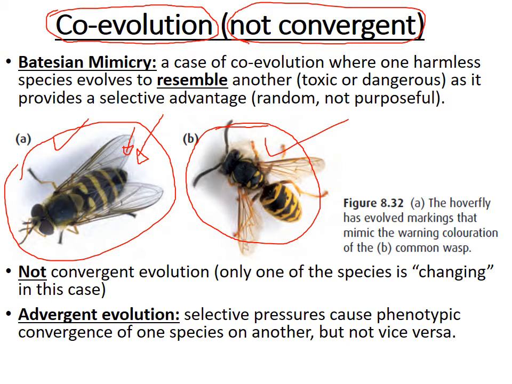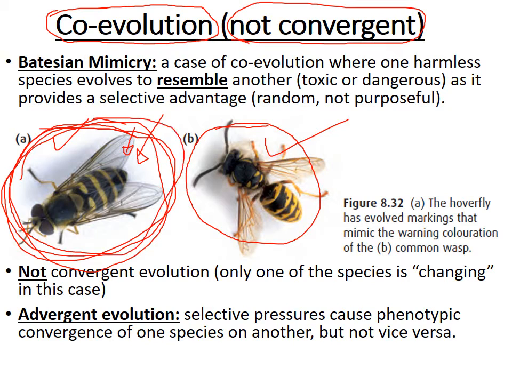So this is called Batesian mimicry, where some of the organisms in the environment were just born with mutations that made them look like wasps, and those ones for some reason survived longer and reproduced. And the reason they probably survived and reproduced is because predators thought they were wasps, and so they survived, reproduced, passed on their genes, and so now these hoverflies look like wasps as a result of that. Now, the reason that this is not convergent evolution is because the wasp is not changing in response to the hoverfly. It was more so that the hoverfly just started to look like the wasp over time.